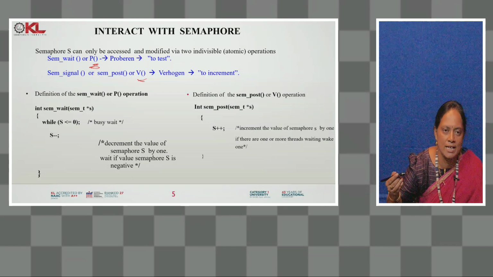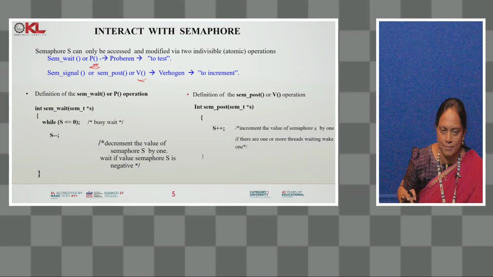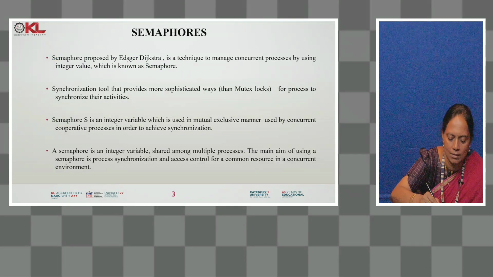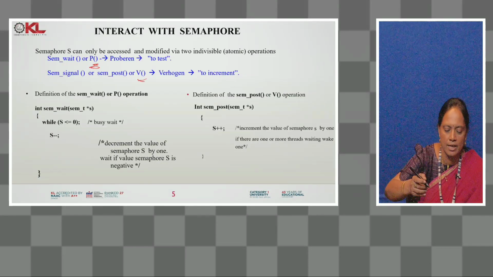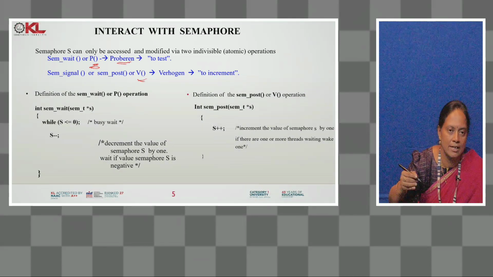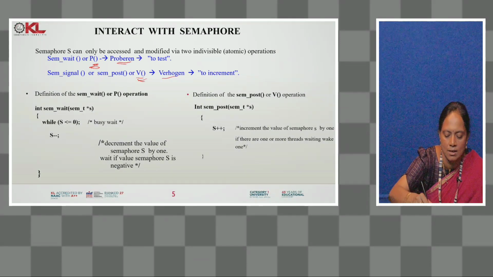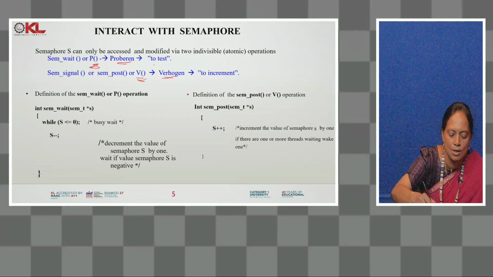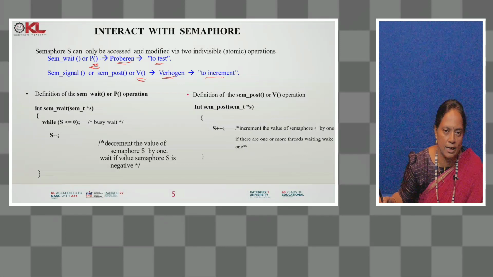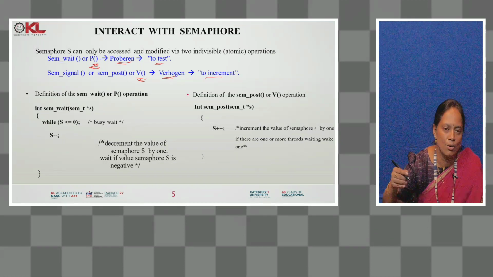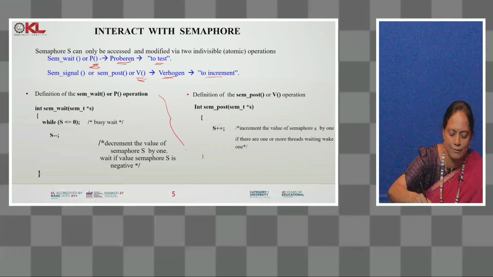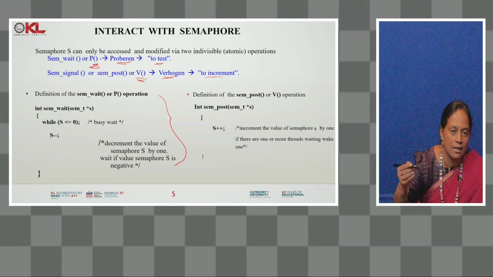How did this P and V come about, and what do P and V denote? The scientist who discovered the semaphore is Edsger Dijkstra, a Dutch scientist. The P denotes the Dutch word proberen and the V denotes the Dutch word verhogen. Proberen means to test and verhogen means to increment. So why did they use P for semaphore wait and V for semaphore signal? We can know by seeing the definition of these functions. So here is the semaphore wait function.